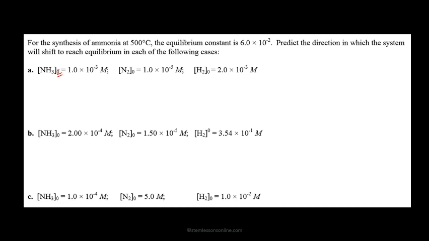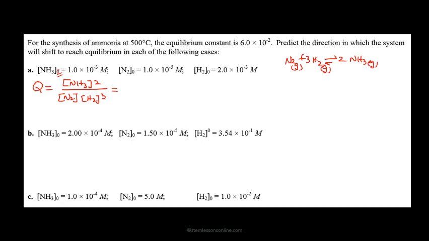The first step is to write the balanced chemical equation. So nitrogen gas plus 3 hydrogen gas gives 2 NH3 gas. All are in the gaseous phase. And then we will calculate Q because initial concentrations are given and we don't have the concentration at equilibrium. So Q equals the concentration of ammonia to the power 2 divided by the concentration of nitrogen times the concentration of hydrogen to the power 3.